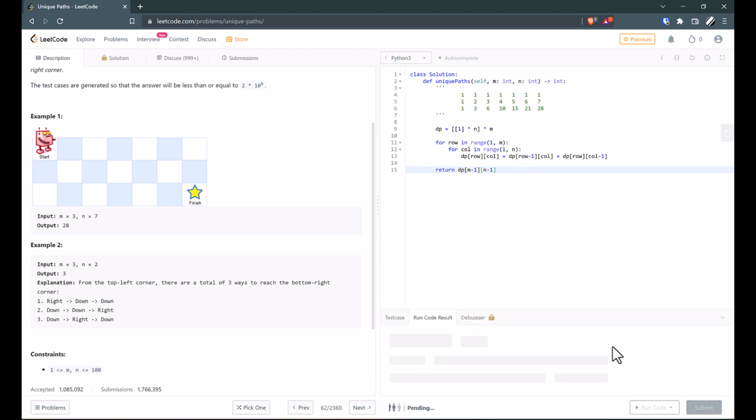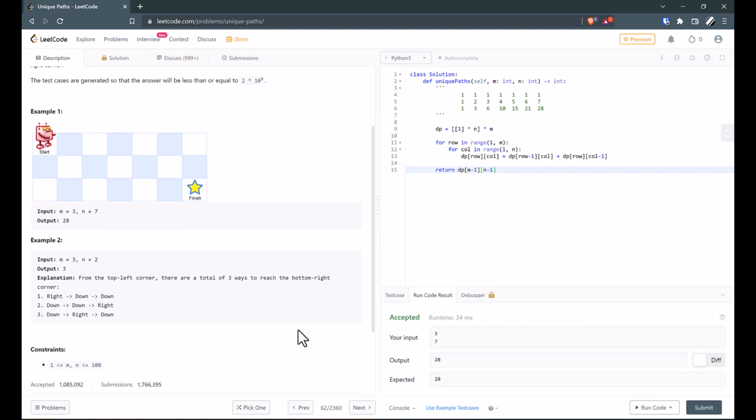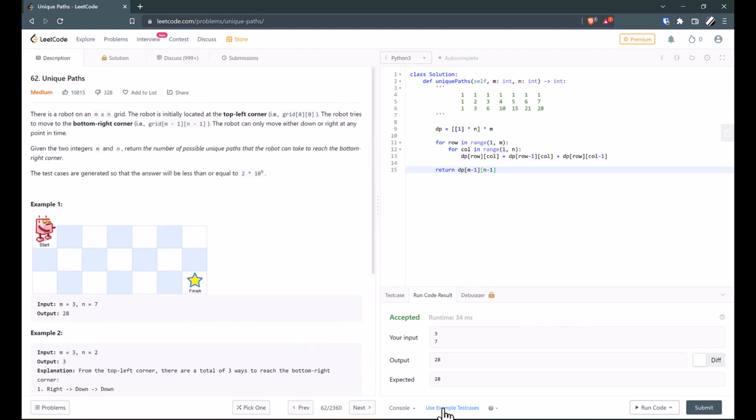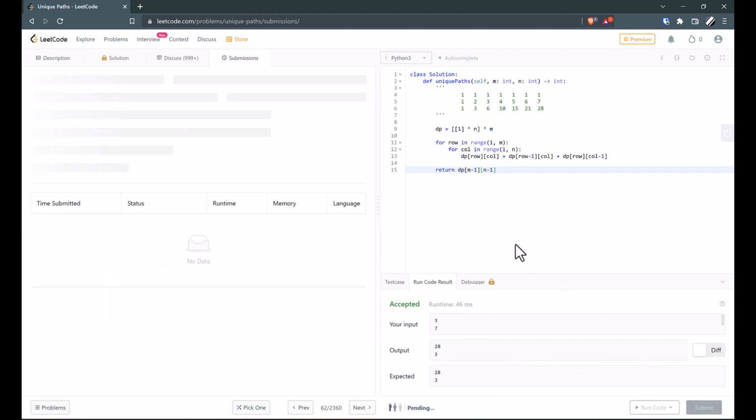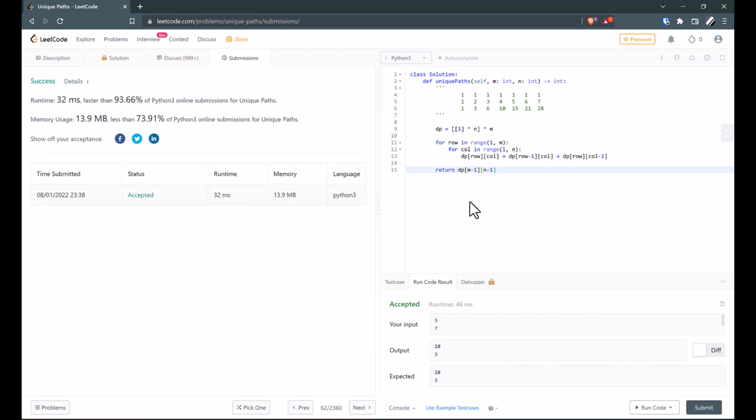Let's see if it works. There were not a lot of thoughts to be processed for this. Although the difficulty level is medium, we just have to find out how it works. Let's try. Yep, it does. Let's submit. It's pretty fast, 93.66%. That means we did a great job, and the coding was quite simple once we figured out how to get our answer, right?